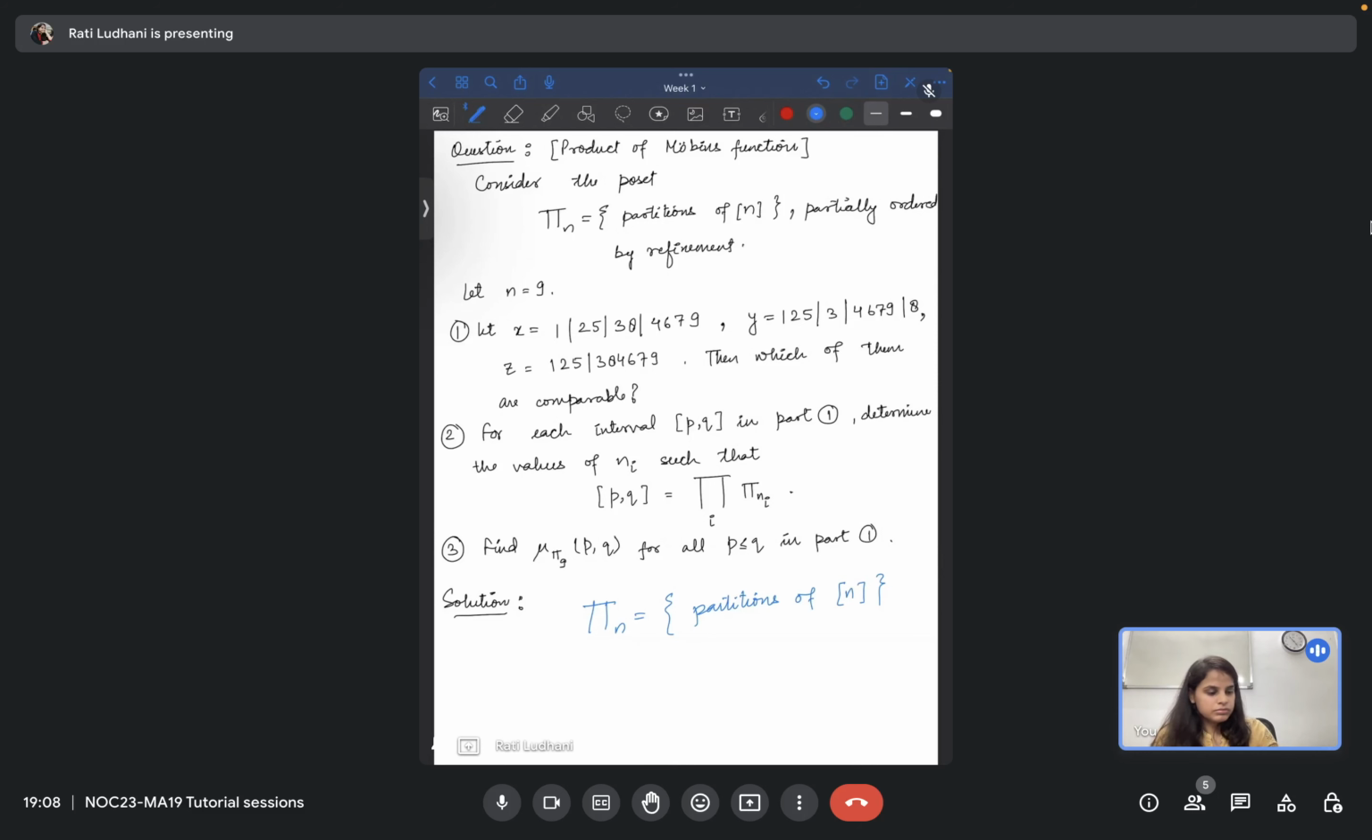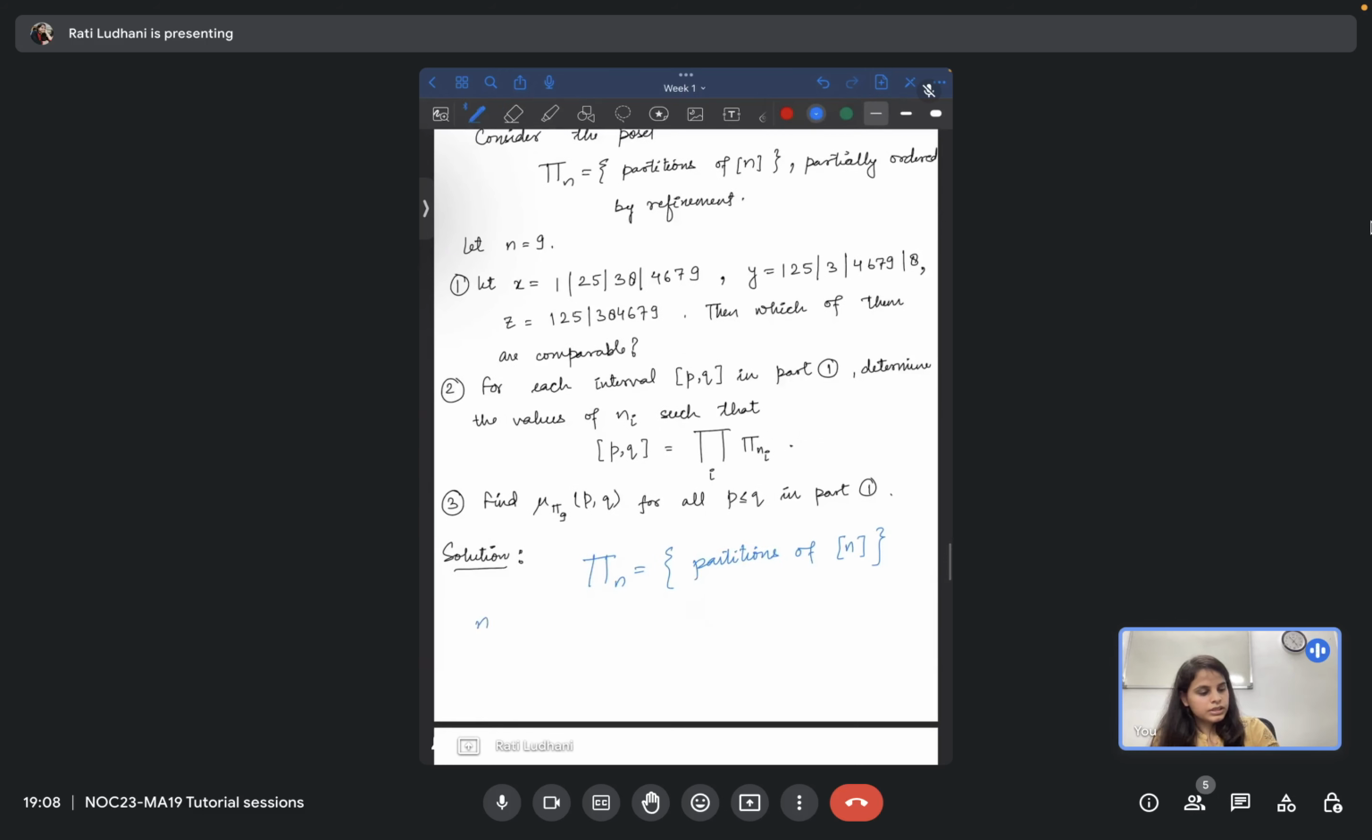So for example, you have 1 2 3 4 5. If I take n equal to 5, then what are all the partitions? Or maybe I'll take something smaller, so let's take n equal to 4. Then what are all the partitions you can take? You have 4 elements. For partitions, what are all the partitions you can have? This is one partition.